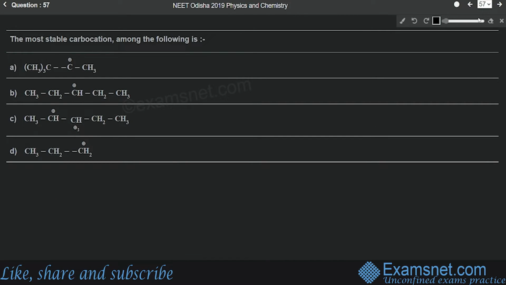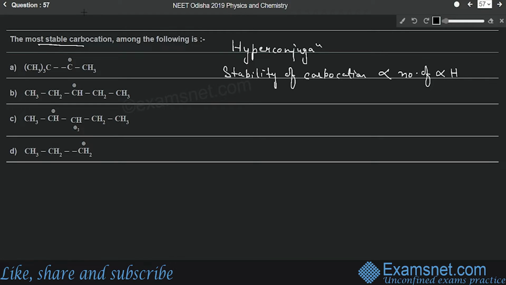Question number 57 is from the chapter Organic Chemistry, and the question is: the most stable carbocation among the following is. Okay, so here we don't have any double bond, so there is no use of resonance effect here. So we can use hyperconjugation effect to determine the stability of the given carbocations. Now from here we know that the stability of carbocation will depend on the number of alpha hydrogens. Okay, that means more the number of alpha hydrogens, more will be the stability of that particular carbocation.